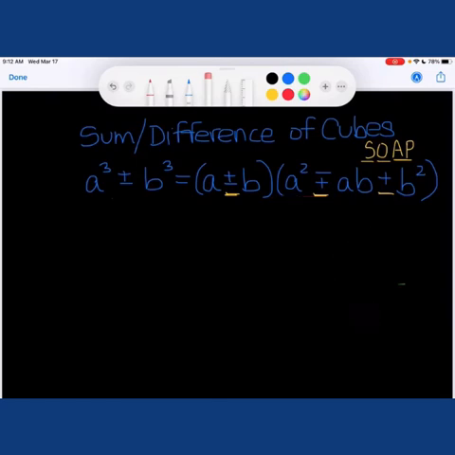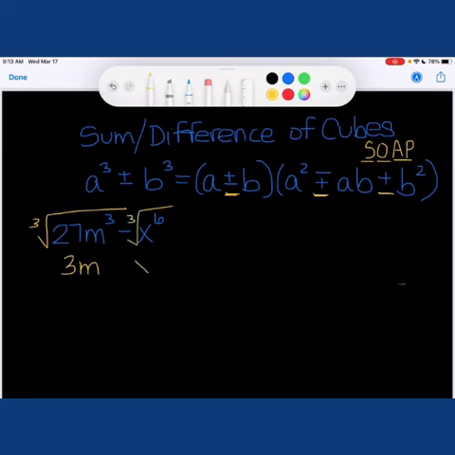All right, so let's say that we have 27m cubed minus x to the 6th. I know this doesn't quite look like perfect cubes, but they are, okay? Because 27 is a perfect cube, and so is m cubed. The cube root of those is 3m. And then the cube root of x to the 6th is x squared, because x squared times x squared times x squared is x to the 6th. So if its power is a multiple of 3, then it is a perfect cube.